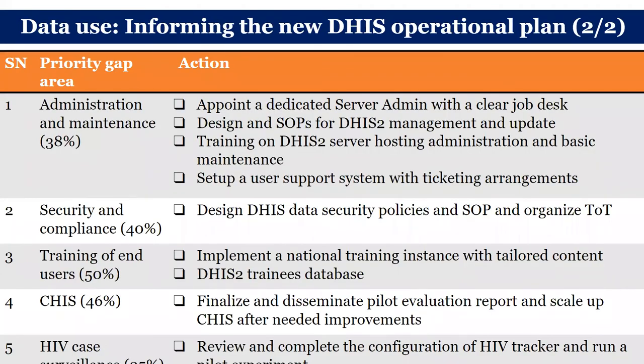So we directly use those findings to design the plan. Those are the top five weaknesses that we have been showing in the previous slides. For example, regarding the administration and maintenance, we had identified a city to appoint a server admin to train and in DHIS2 server hosting, and also to set up a support system using a ticketing system.